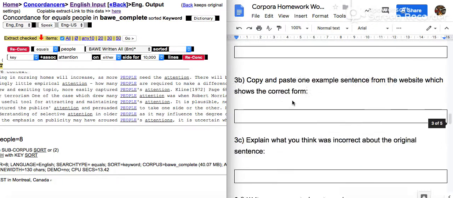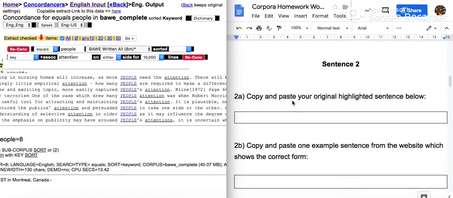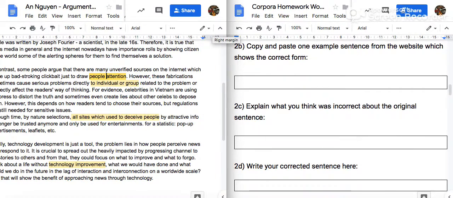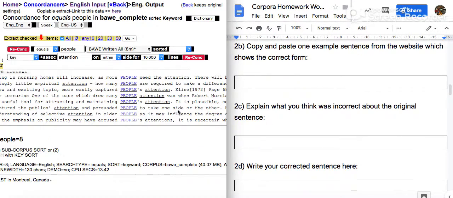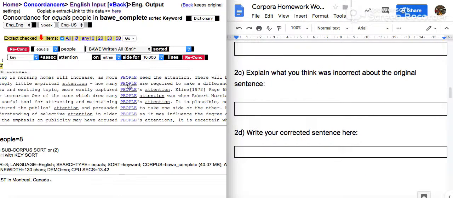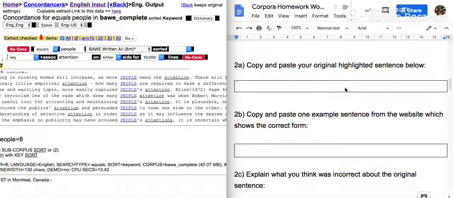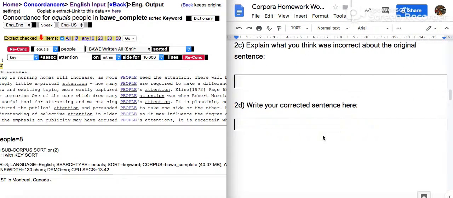So again, as we're doing the second sentence, we would copy and paste the original, this one here, then we would copy and paste one example which we think shows a correct form. Then we explain what we think is wrong. So for this one we need to include the apostrophe S, and then we write the corrected sentence here. So we've got the original here and we write it again here, bearing in mind the rule that we've written here. And that's it.